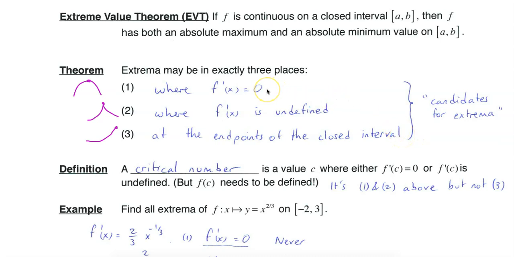The first one is we can find absolute mins and absolute maxes where the derivative is 0. It would look like this. We would have a horizontal tangent. We know that that corresponds to f prime equals 0. And this could be the absolute maximum of the function on the closed interval.